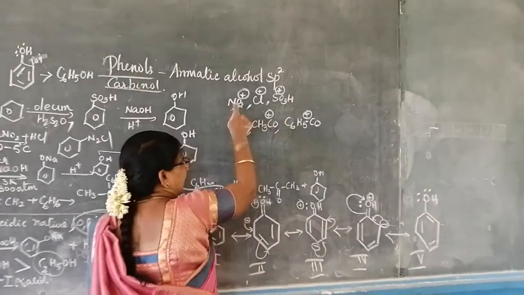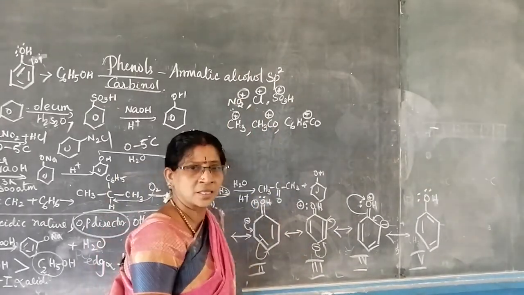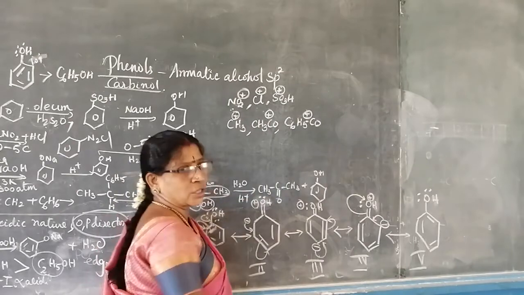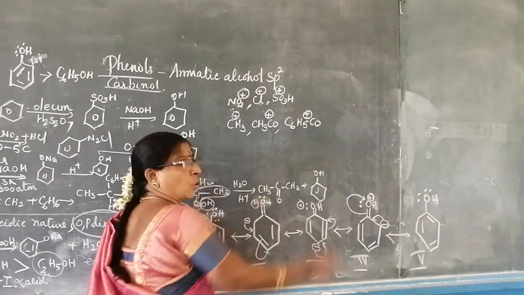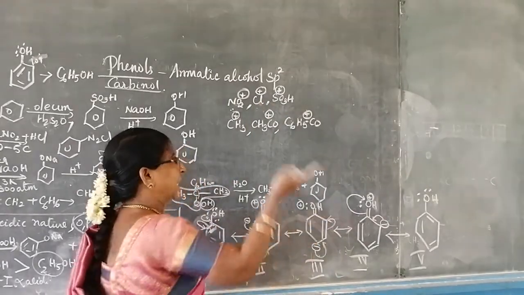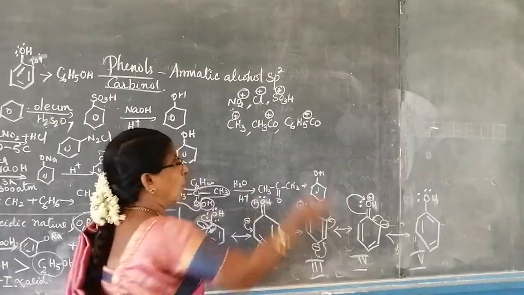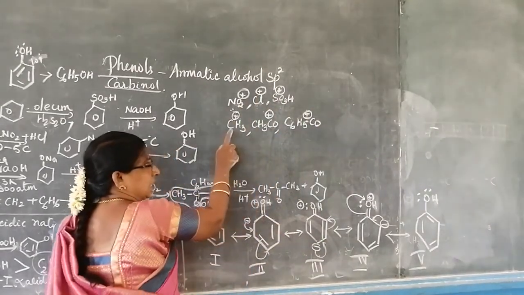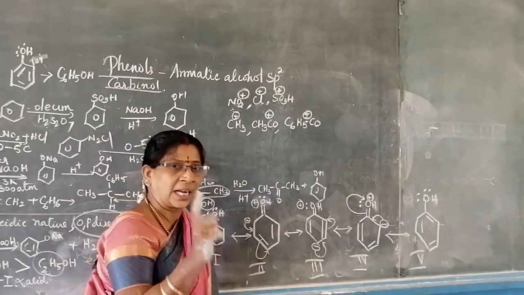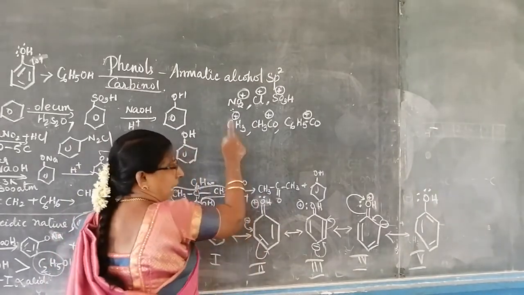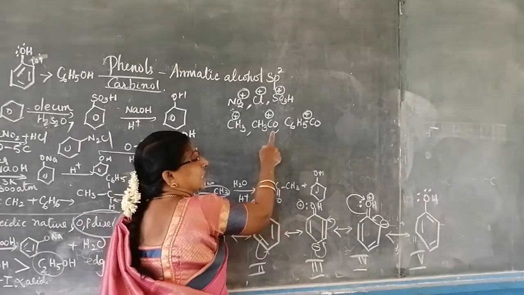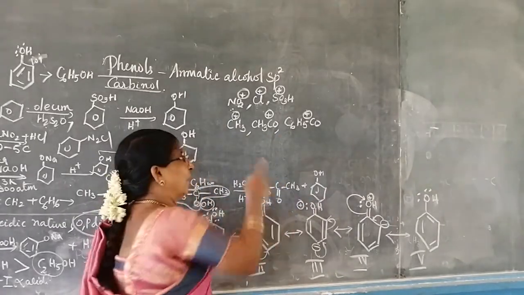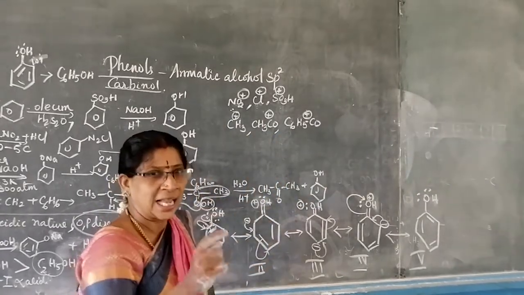When you put nitric acid and sulfuric acid, you will get NO2 group, which is a nitrating agent, will attach. Chlorine, Cl2 with FeCl3, chlorine will attach. Only sulfuric acid, SO3H plus will attach. CH3Cl with anhydrous aluminum chloride, alkylation. CH3CO plus with anhydrous aluminum chloride, acylation.